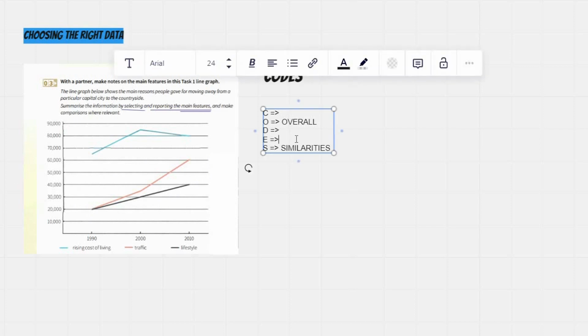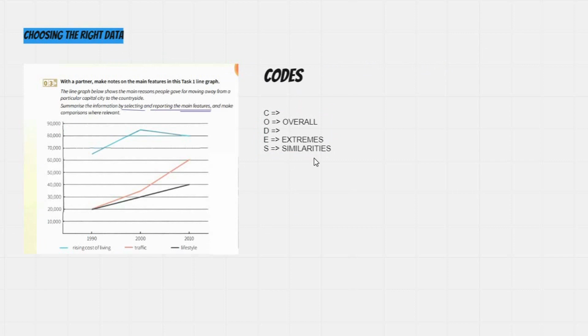Moving on. E is for extremes. Another extremely important main feature, and extremes are basically the lowest and the highest points on the graph. In this particular example, we'll definitely have to talk about this peak and how it changed the trend, but keeping it unhighlighted, so to say, is going to be a mistake, because this is a very clear feature.